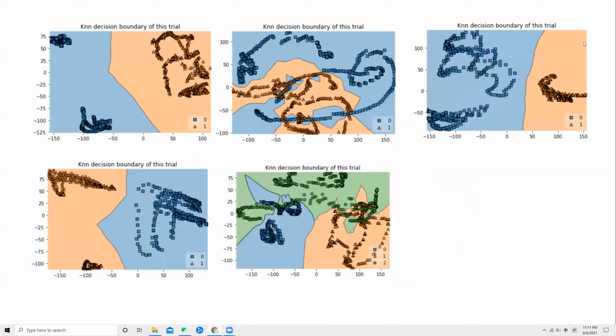Next page. The decision boundary plot also tells the same thing. The plots of trials 2 and 5 are quite messy compared to all the other trials. Next page.